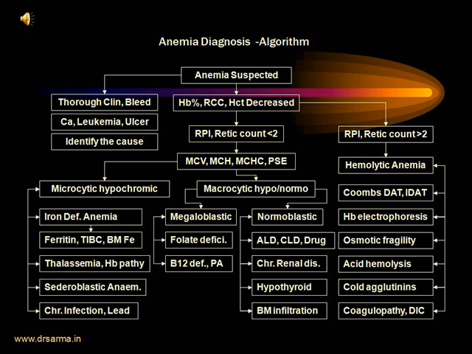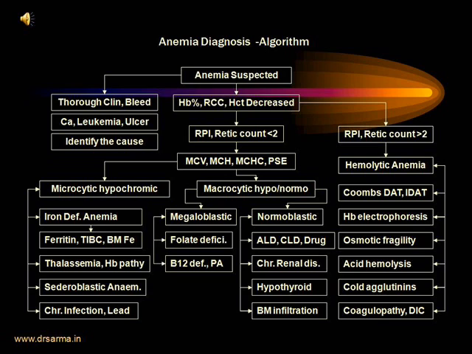With the MCV, MCH and MCHC in hand, we can classify the anemia as microcytic hypochromic or macrocytic anemia. If it is microcytic hypochromic, the commonest cause is iron deficiency anemia, as we see on the left hand side of the flow chart. And the other causes of microcytic hypochromic anemia, of course, are thalassemia, hemoglobinopathies, sideroblastic anemia, anemia of lead poisoning and chronic infection.